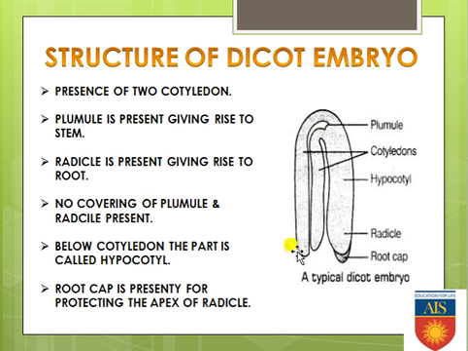Next, below the cotyledon there is a portion commonly known as the hypocotyl, and above the cotyledon you can consider this portion as the epicotyl. So this is the hypocotyl, this is the epicotyl. At last, the root cap is present, which is protecting the apex portion of the radicle. So this is overall the comma-shaped structure of the dicot embryo, and these points we have to study.